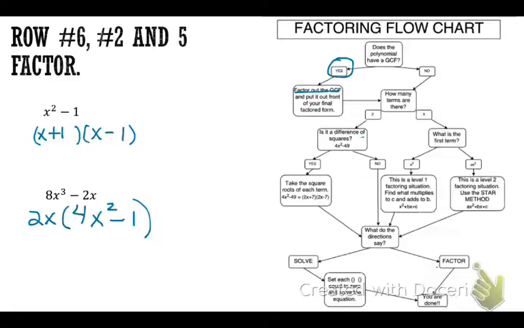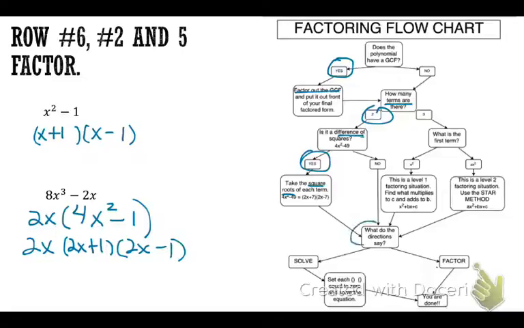So now, how many terms do I have? I've got 2 terms. Is it a difference of squares? Well, yes, because I can square 2x to get me 4x squared, and I can square 1 to get 1. So I'm going to take the square root of each term and put it in my parentheses for my factors. So that's 2x and plus 1 and minus 1. And then finally, directions say all we're doing is just factoring. We're just practicing. So we are done with this problem.